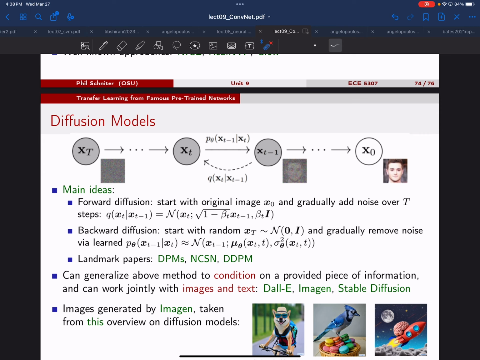And so the cost of this is that you have to put it through a network 1,000 times. But the results you get are super good. And so a lot of these really cutting edge image generators are based on this idea of diffusion.